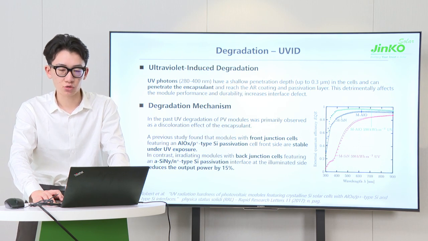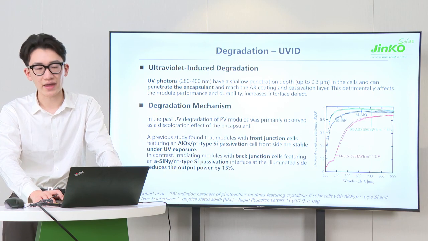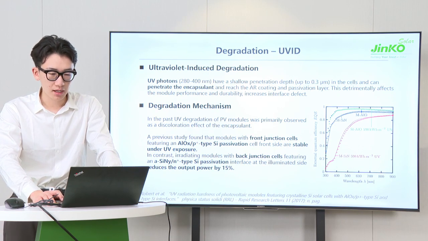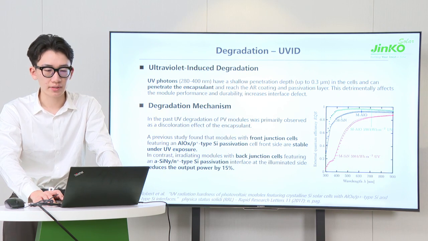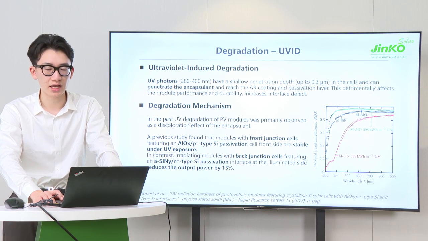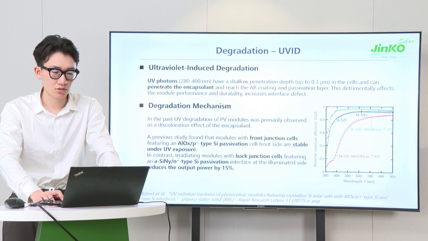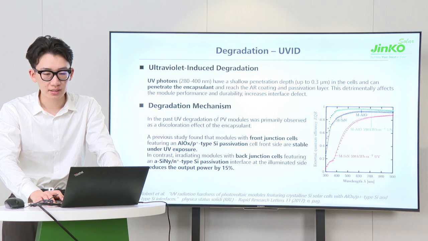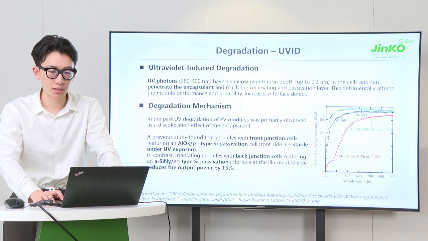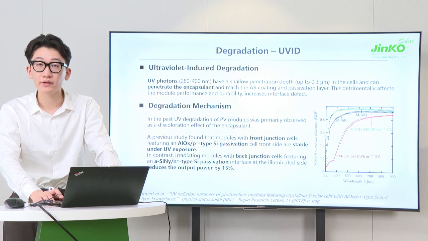This detrimentally affects the module's performance and durability, increasing interface effect. In the past, the UV degradation mechanism of PV modules was primarily observed as the discoloration effect of the encapsulant. But as shown in the right picture, a previous study found that modules featuring an alumina heavily doped p-type silicon passivation cell front side are stable under UV exposure.